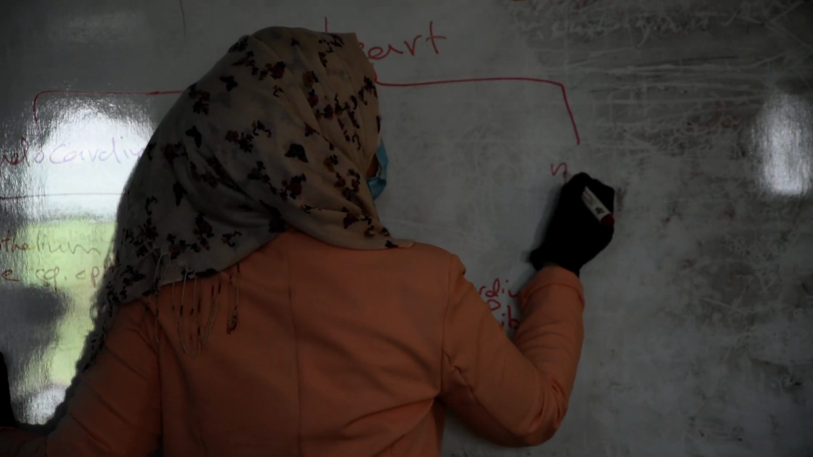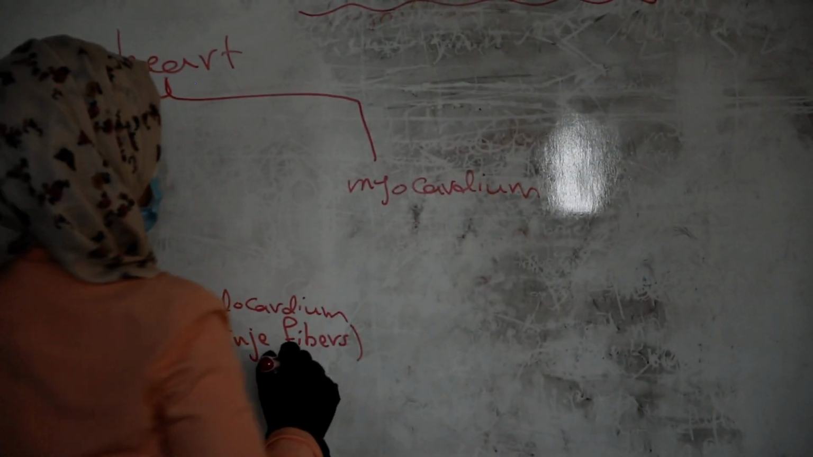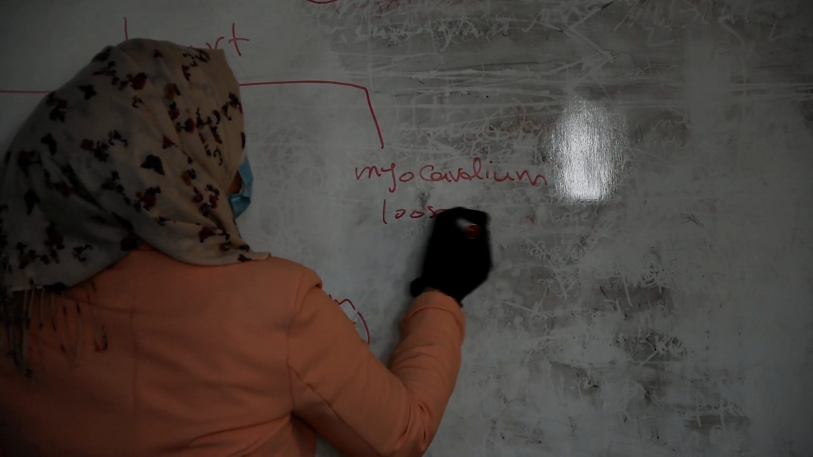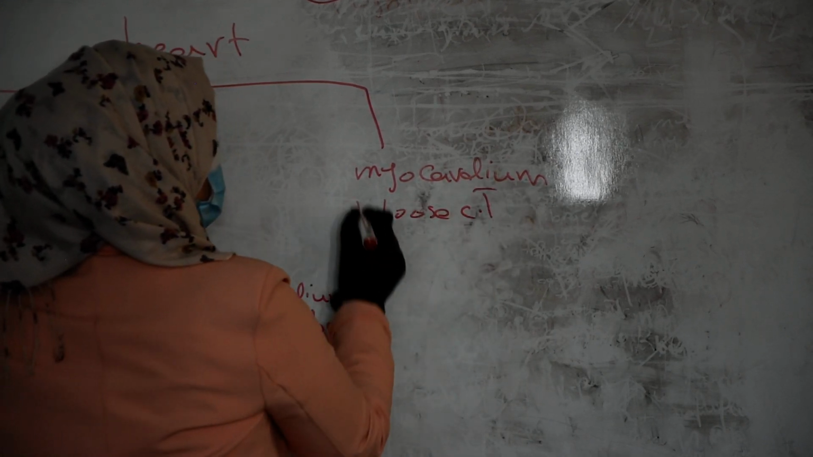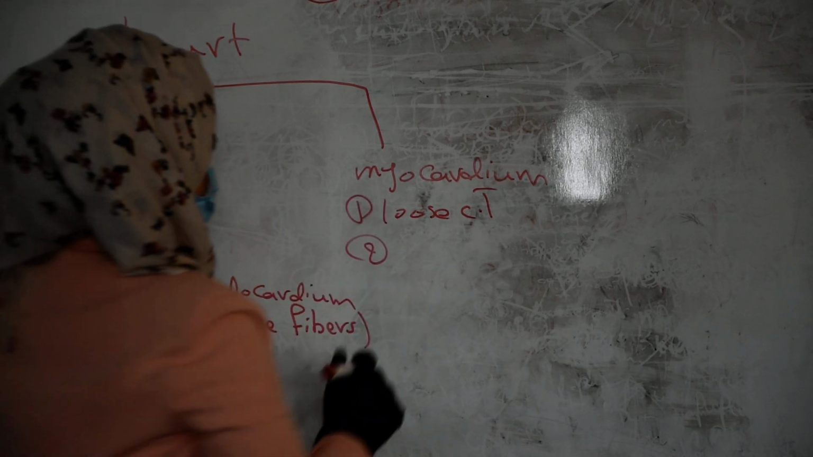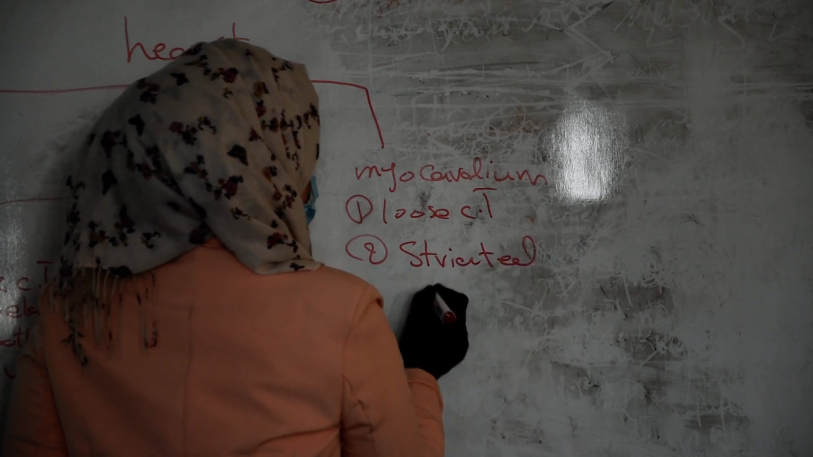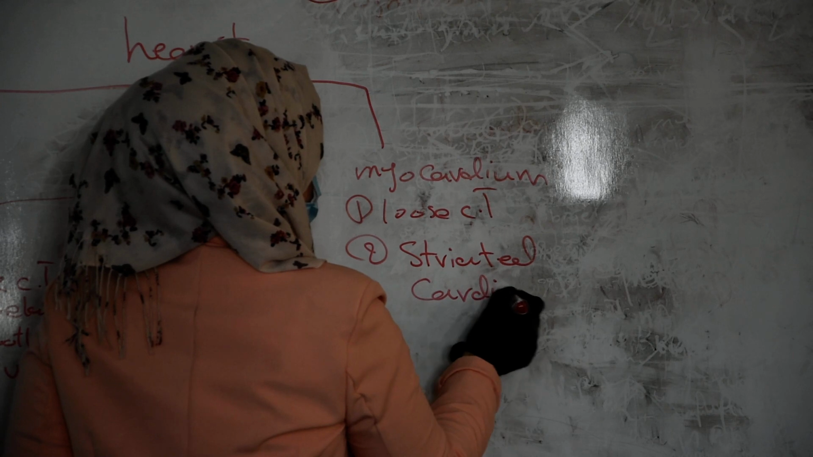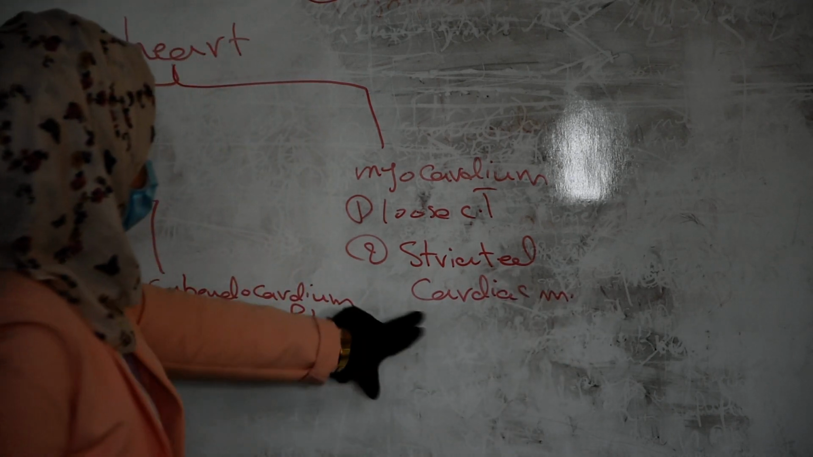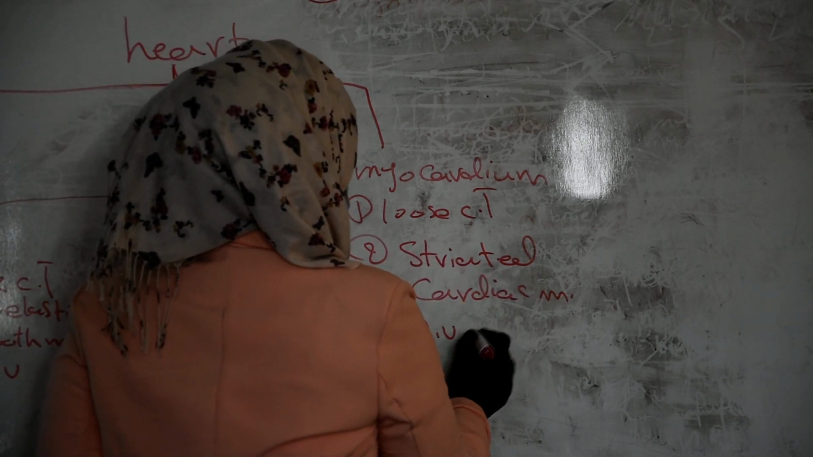It's myocardium, also containing loose connective tissue, and the biggest part is classical striated cardiac muscle. Okay. Also, we can find blood vessels and nerve.